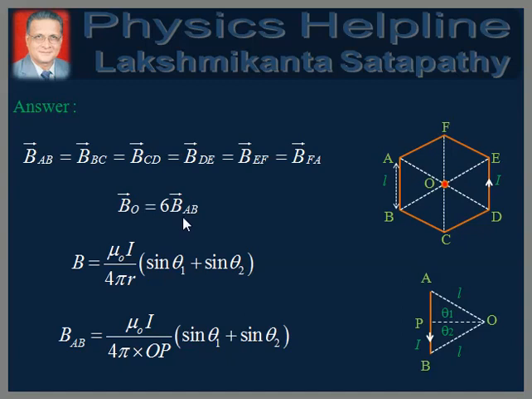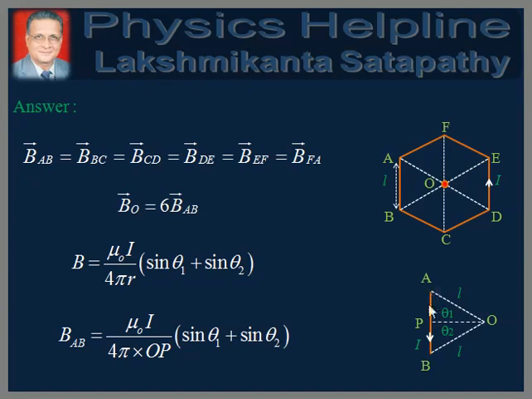Now to find B_AB, we will require the use of the following equation. Magnetic field produced by a straight conductor carrying current I at a distance r from it is given by B = μ0 I / (4π r) × (sin θ1 + sin θ2). What is this θ1 and θ2? We have already discussed in the previous videos, but let us repeat it again.